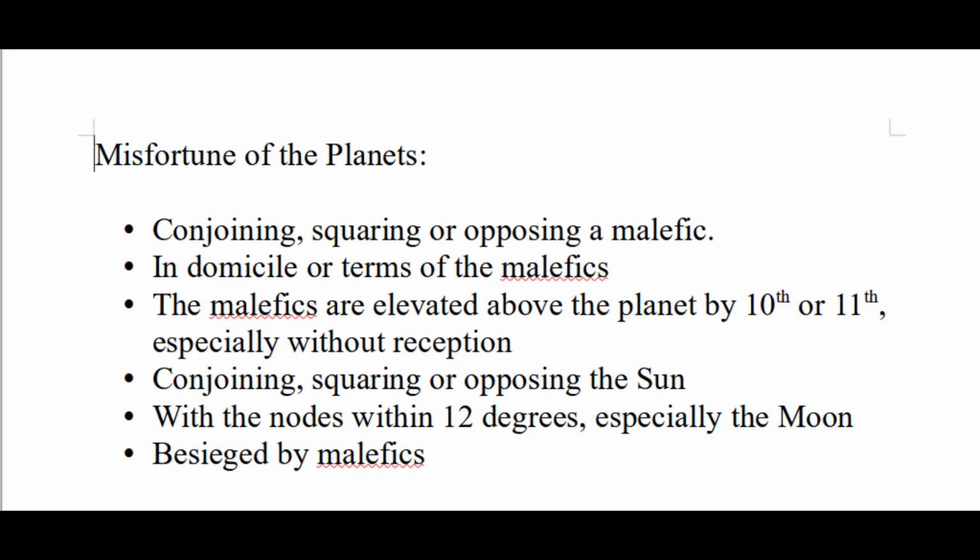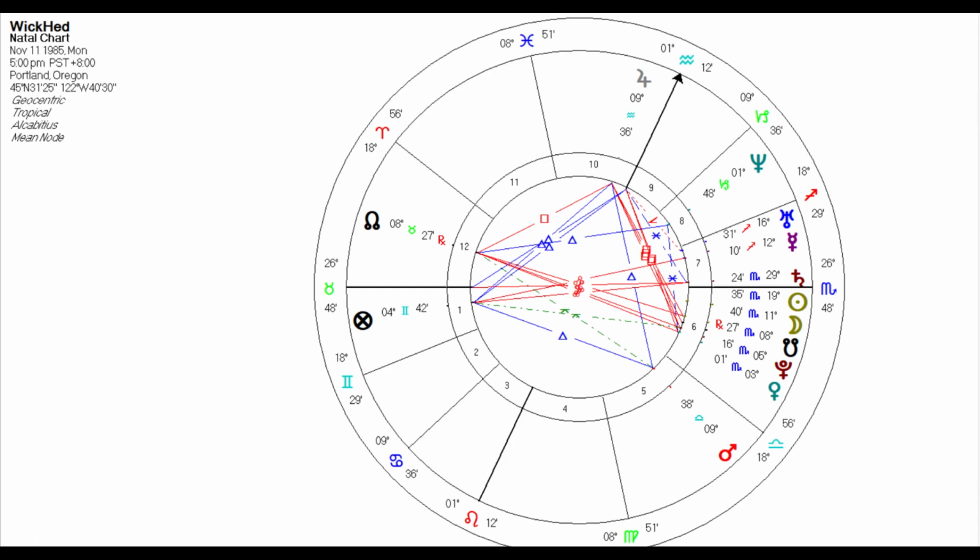Let's see, the malefics are elevated above the planet by 10 or 11, especially without reception, conjoining, squaring, or opposing the sun. Basically what they're saying is, let's say there were a planet here, if there were a malefic here or here, that's in 10 or 11 from it, then that would be considered an impediment for that planet. So that means if there were a malefic in Virgo or Leo for Venus, or, oh wait, oh shoot, Jupiter. There's a malefic in 10 for Jupiter. Get it?